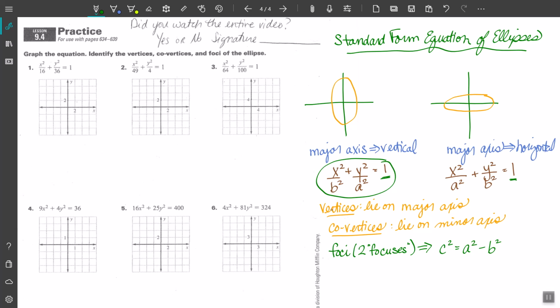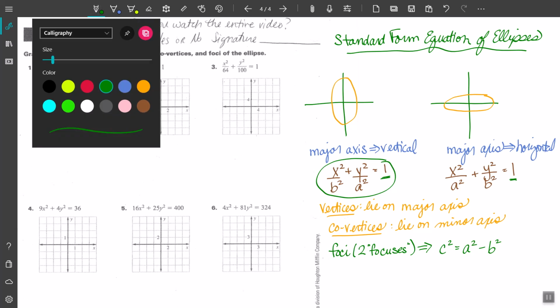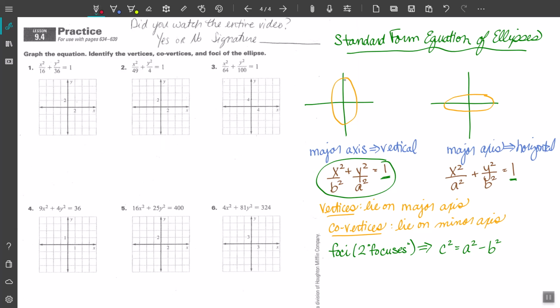All right, a couple more new vocabulary words. Well, we know what vertices are. In a circle they were all equal because the points are equidistant from the center of the circle. In an ellipse, our vertices are going to lie on the major axis. So your vertices on this vertical ellipse are here. These are your vertices, and then on this one, these are your vertices over here. So you're looking for the points that are lying on that major axis.